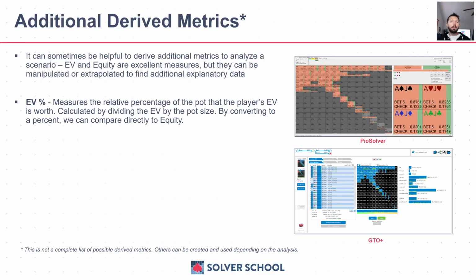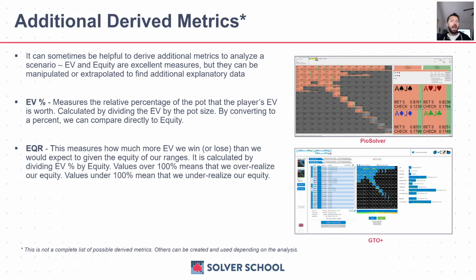What this does is it actually normalizes the metric for us. So EV is a raw number, and as a raw number, it's difficult sometimes to compare between different boards, between different scenarios, because the values are going to be different. The pot sizes are going to be different in different scenarios. But by converting it to a percent, we normalize that metric, and we can compare it to different scenarios much more easily.